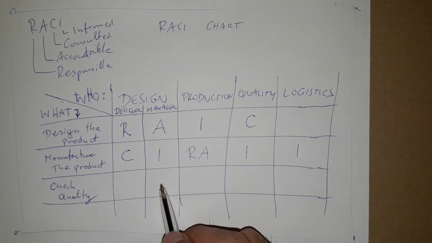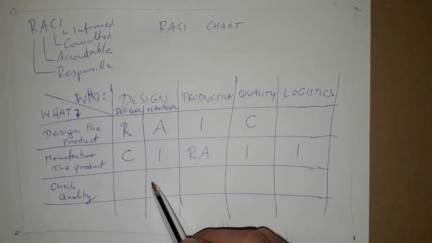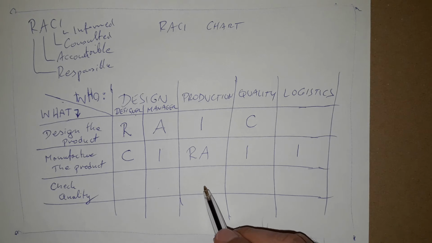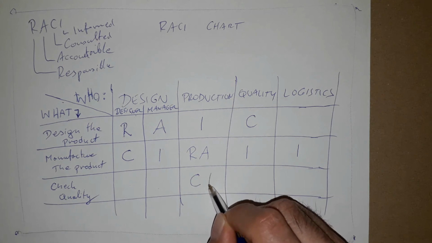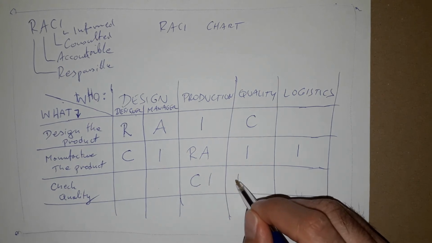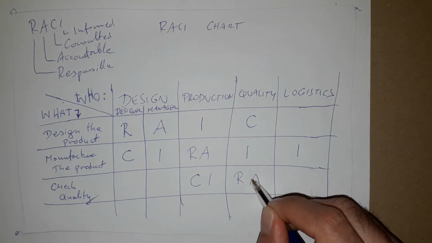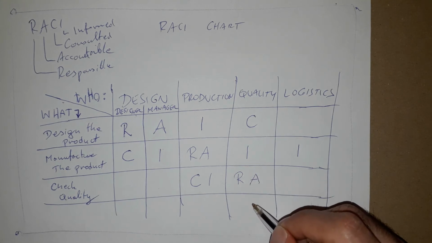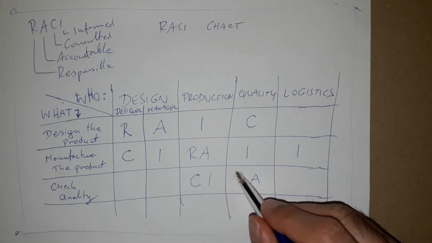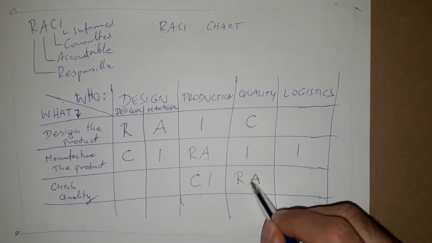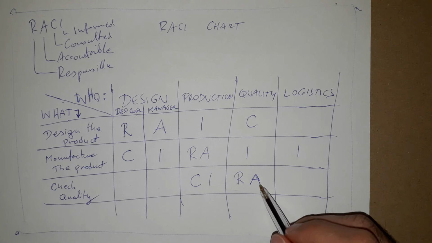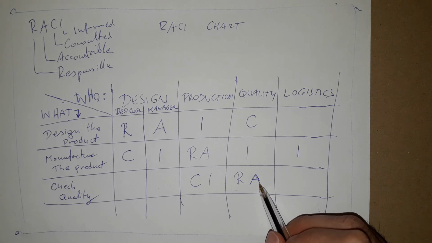Then check quality. For checking quality, we can leave the design empty. They have nothing to do with the quality check, and they don't need to be consulted. Everything is done. Production, well, yes, they can be consulted, they can be informed, and quality is responsible and accountable for the job. So the people in quality need to do the job, do the real control, and they will be accountable. If somebody asks about the results of the control, whether they checked okay or not okay, they will be accountable.